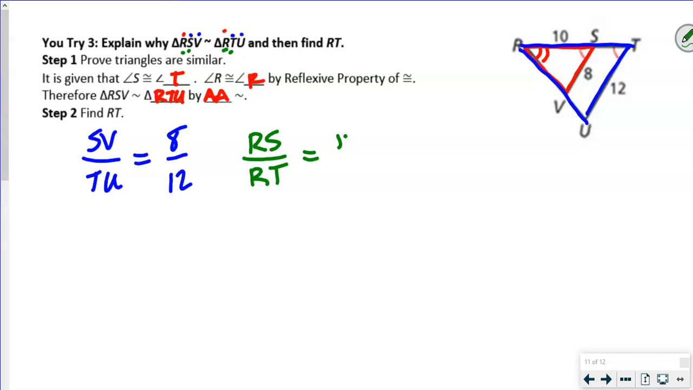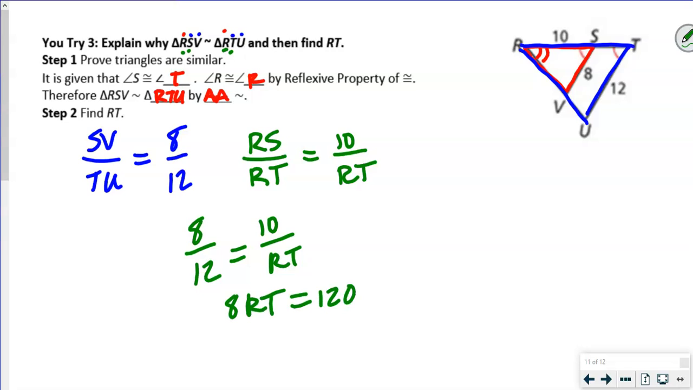So we're going to set that equal to 10 over RT, and we're going to solve for RT, yes? Now, I'm going to talk to y'all about that in just a minute, okay? So we can go ahead and set it up like this. We can set it up as 8 over 12 equals 10 over RT. Okay, so that's going to be 8 RT is equal to 120. Divide both sides by 8. RT is going to be equal to 15.